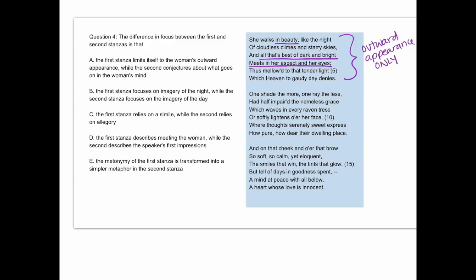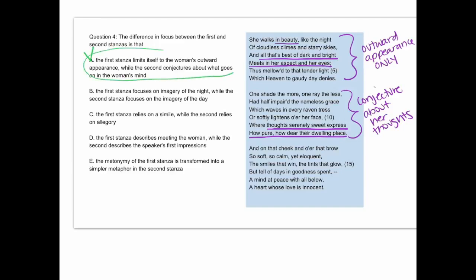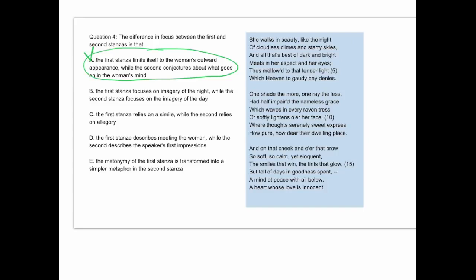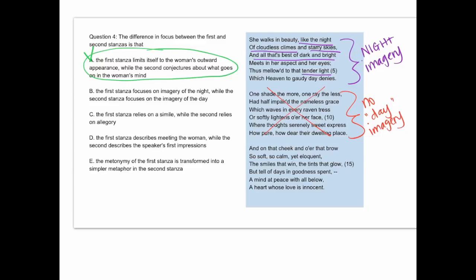Looking at stanza 2, we see that the speaker says that on her face, thoughts serenely sweet express how pure, how dear their dwelling place. He is conjecturing here about her thoughts or what goes on in her mind, so A is a very well supported answer. B, the first stanza focuses on imagery of the night, while the second stanza focuses on the imagery of the day. The first stanza does have imagery of the night, along with some imagery of the day. However, there isn't any imagery of the day in the second stanza, so B is not a supportable answer.